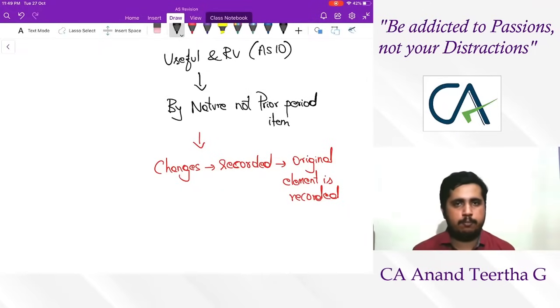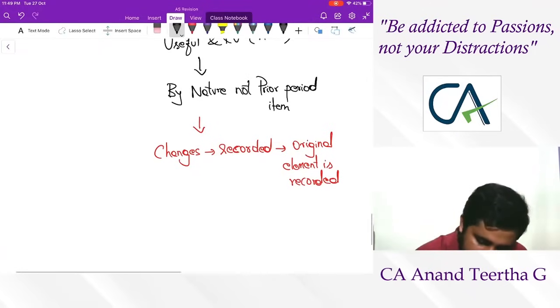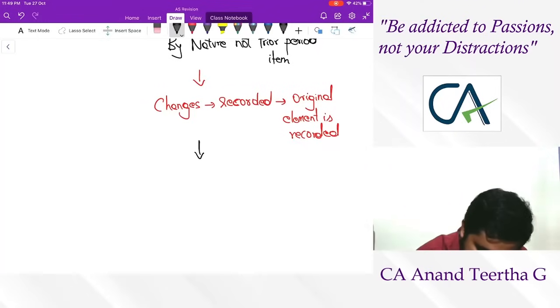Then how to deal with the disclosure aspect of this particular standard? Disclosure-wise, it is given if it is significant.